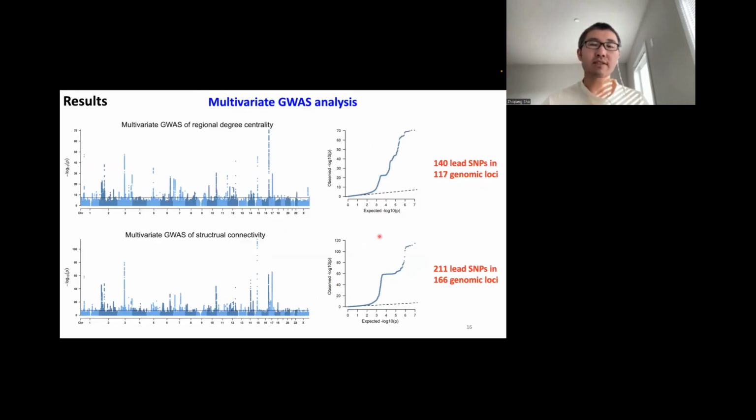And then we performed the multivariate GWAS analysis separately for regional degree centrality and white matter connectivity. So this is the Manhattan plot illustrating the multivariate GWAS results. So we can see each color represents one chromosome, and each dot represents a SNP. And for the regional degree centrality, we found 140 lead SNPs in 117 genetic loci associated with regional degree centrality. And for the white matter connectivity, we found 211 significant lead SNPs within 166 genomic loci. And except for chromosome 21, we found each chromosome has at least one significant genetic locus associated with either degree centrality or white matter connectivity.